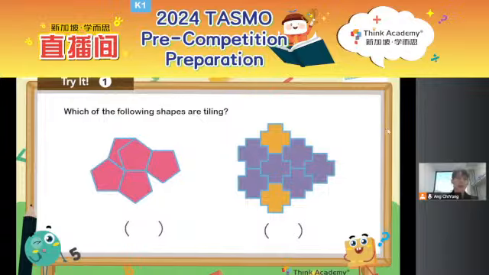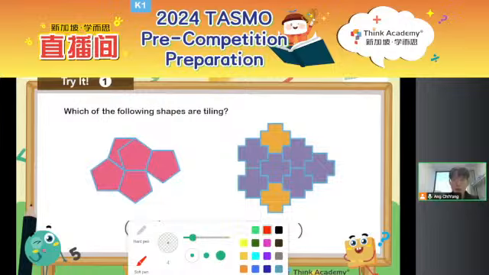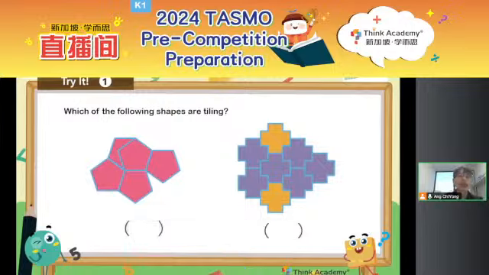Okay, now let's take a look. Which of the following shapes are tiling? In the first example here on the left, we have these shapes. Fun fact, these shapes are called pentagons. Let me write it here. P-E-N-T-A-G-O-N. It's called a pentagon. Pentagons are 5-sided shapes, like this. A bit ugly, but these are regular pentagons. They all have the same sides and the same corners.